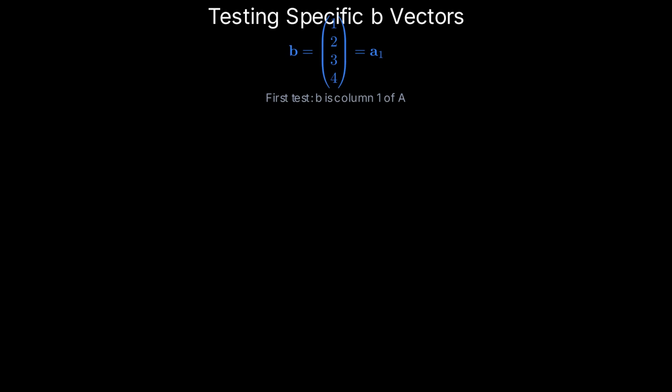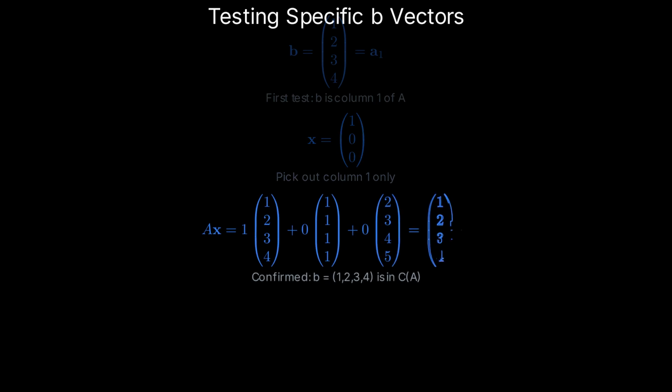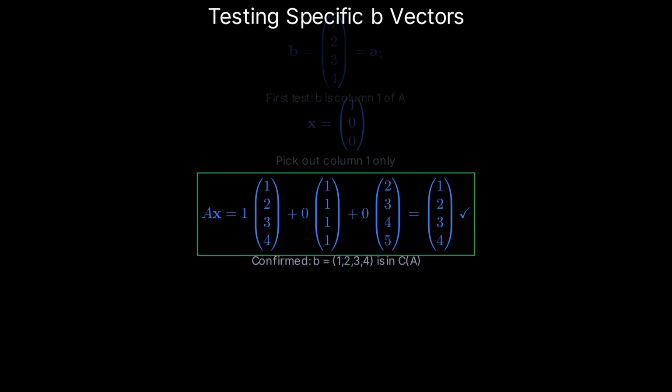First, take b = (1, 2, 3, 4). That's column 1 of A. We can set x = (1, 0, 0). Then Ax = 1 times (1, 2, 3, 4) plus 0 times (1, 1, 1, 1) plus 0 times (2, 3, 4, 5), which gives us (1, 2, 3, 4). This b is in the column space.